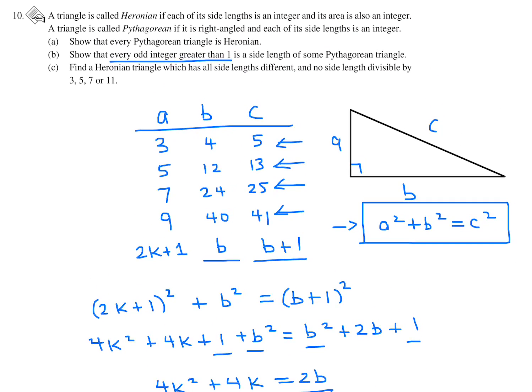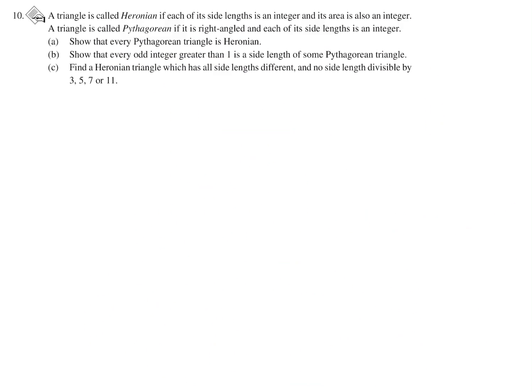Now let's turn our attention to the final one, 10c. Find a Heronian triangle which has all side lengths different and no side length divisible by 3, 5, 7, or 11. So let's first list our possible Heronian lengths, starting with our Pythagorean relationships, because in part A, we showed that every Pythagorean triangle is also Heronian. So if we start with Pythagorean triangles, we're essentially talking about Heronian triangles.